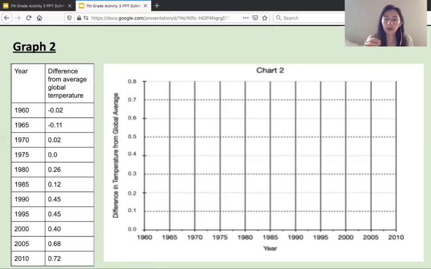So plot your points, connect your dots, and then see what that looks like as a whole graph. And then I'm going to move on to the next slide, and we're going to talk about it.